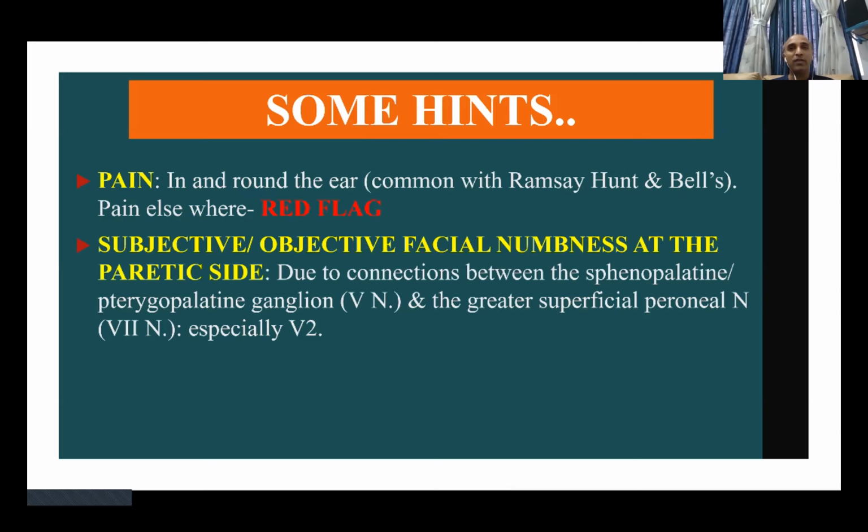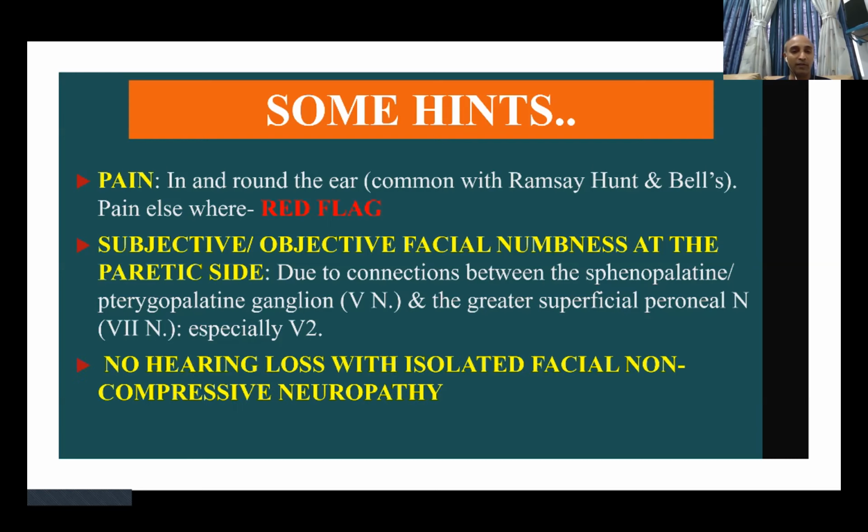So this is the point which I was trying to come to when I was talking about the pterygopalatine ganglion. In about 2/3 of patients with the so-called idiopathic facial palsy, they tend to have subjective or, in some patients, even objective facial numbness at the paretic side. This is more common at the V2. This is because of connections between the 7th and the 5th nerve through the greater superficial petrosal nerve.